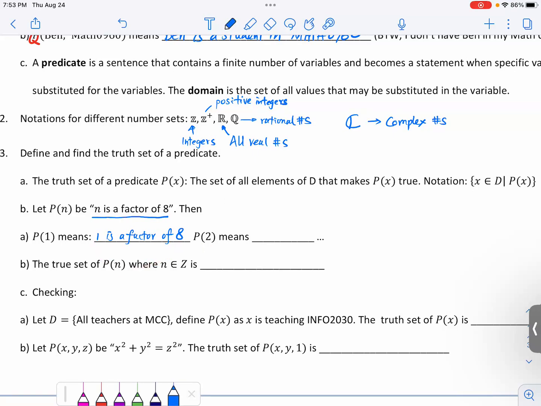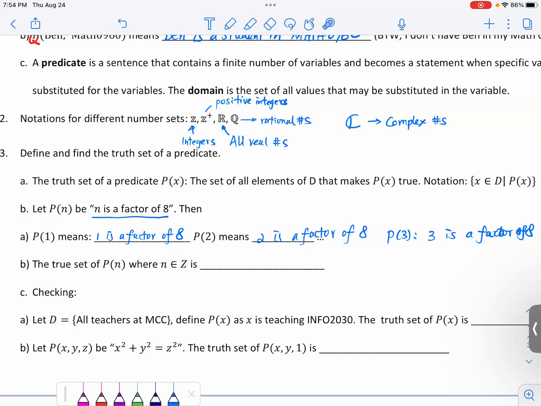So P(2) means 2 is a factor of 8, okay? And of course, if you say P(3), that means 3 is a factor of 8. So obviously, 1 is a factor of 8, this is true. 2 is a factor of 8, this is true. But 3 is not a factor of 8. So therefore, P(3) is not true. 3 should not be in the truth set.